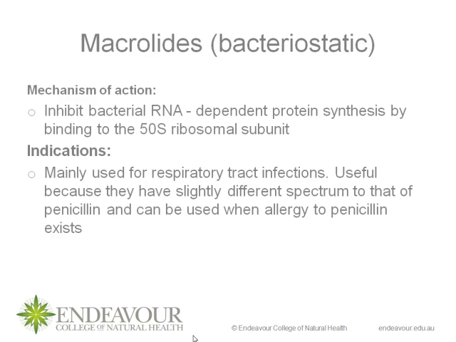The mechanism of action of those macrolides is to inhibit bacterial RNA-dependent protein synthesis by specifically binding to the 50S ribosomal subunit that is unique to bacteria and not present in mammalian ribosomes. The macrolides are particularly used for respiratory tract infections. We'll see why very shortly. They have a slightly different spectrum to penicillins, but can also be used when there is allergy to penicillin.